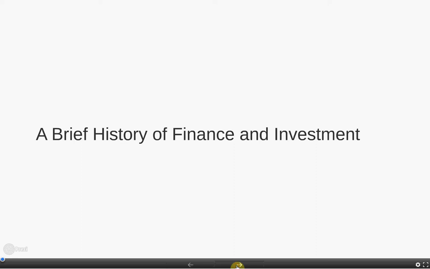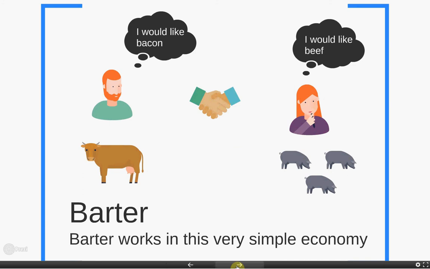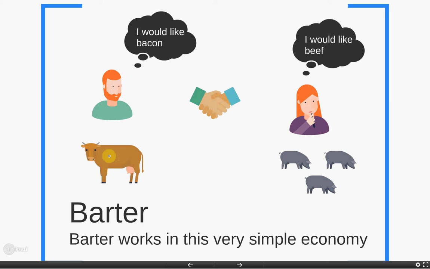So let's look at the first few slides and think about what is money. Well, the most basic form of the economy is a barter economy. In a barter economy, you don't actually need money at all. You can just swap things with other items. So this chap here, we're going to call person A, has a cow and he would like to eat bacon. This person here, person B, has some pigs but would like to eat beef. So all you need to do in this very simple economy is for person A to swap the cow with the pigs, and then he can eat the bacon and person B can eat the beef.